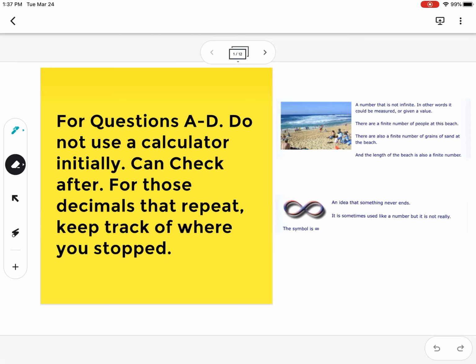The definition of a finite number is there next to the picture of the beach, and it's basically a number that has an end. It has a beginning, it has an end, and it can measure exact things. Infinite numbers, those are typically more theoretical, and obviously they are never ending, they never stop, and there's a symbol for infinity right there.